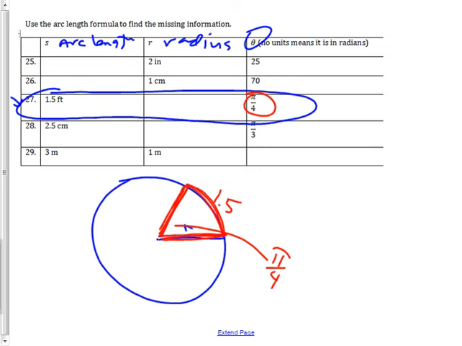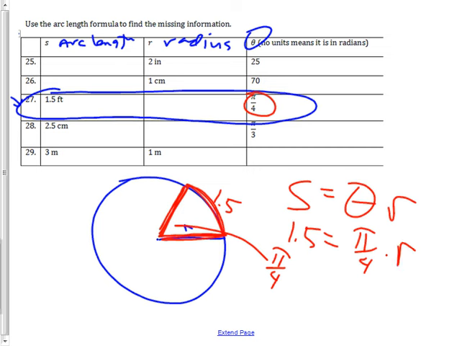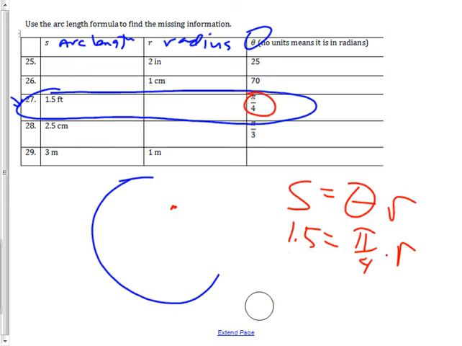And what our little formula tells us is S equals theta r, and what is S? S is 1.5. Theta is theta. Do I know my theta? Yes, I do. It's pi over 4, times the radius. Do I know the radius? No. So now you really don't even have to have this picture. I just wanted to make sure you understood why we're doing this, because we just really need that formula and plug in the numbers, but I want you to be able to see it as a picture.